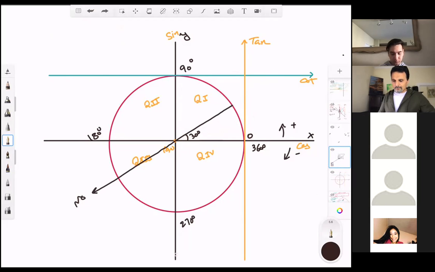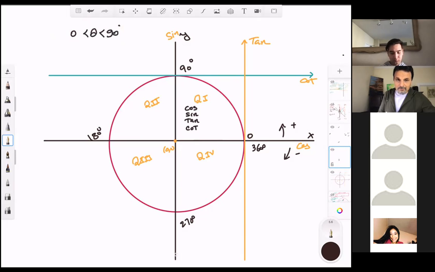All right. So quadrant 1, we have cosine, sine, tangent, and cotangent of any angle between 0 and 90. So if theta is between 0 and 90 degrees, all of them will be positive. Good. What about secant and cosecant of theta?